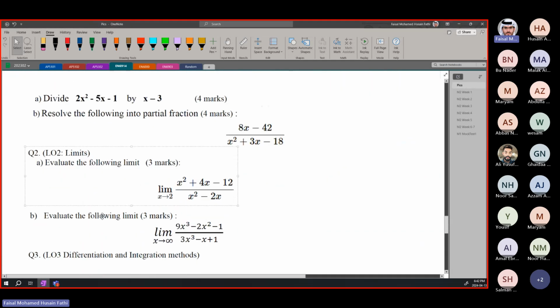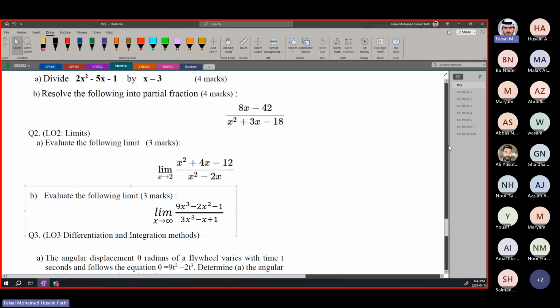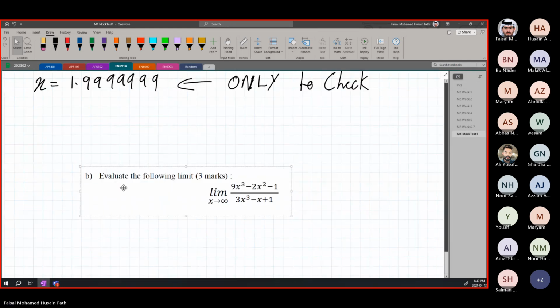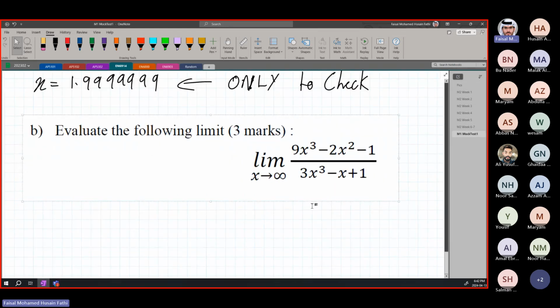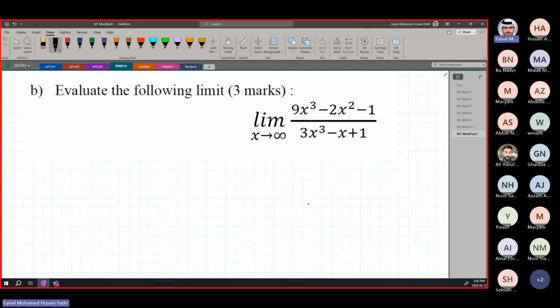All right? Let's look at the next one when there's a limit to infinity. So again, here we have the limit to infinity. When you have the limit to infinity, it's very easy to solve. All right, it's super easy to solve.